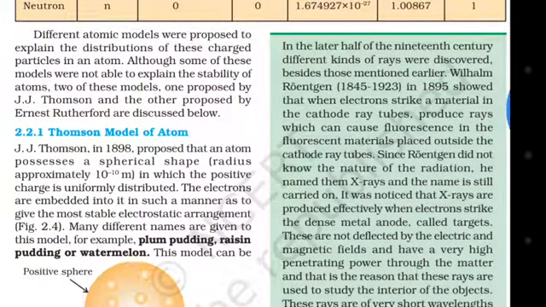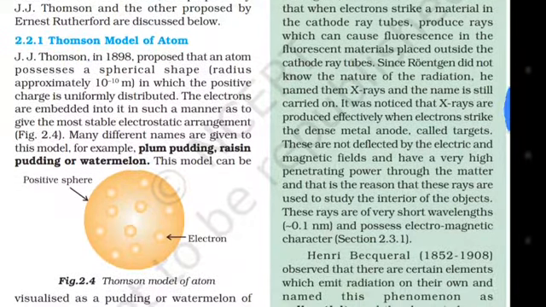In the later half of the 19th century, different kinds of rays were discovered. Besides those mentioned earlier, Wilhelm Röntgen (1845 to 1923) in 1895 showed that when electrons strike a material in the cathode ray tubes, they produce rays which can cause fluorescence in the fluorescent materials placed outside the cathode ray tubes. Since Röntgen did not know the nature of the radiation, he named them X-rays, and the name is still carried on. It was noticed that X-rays are produced effectively when electrons strike the dense metal anode, called targets.